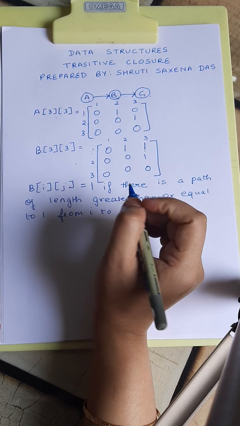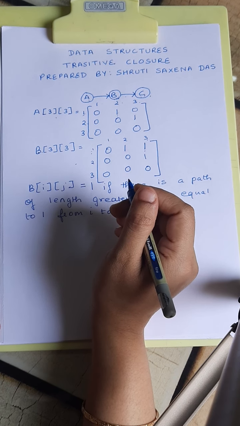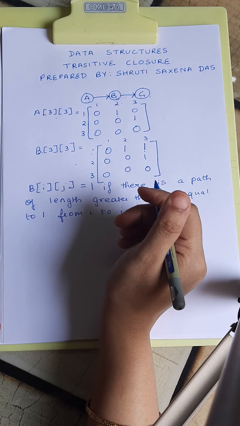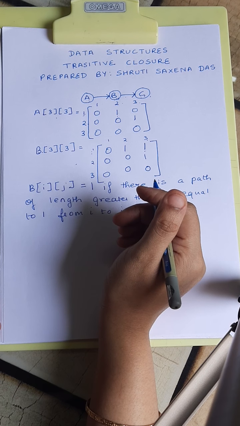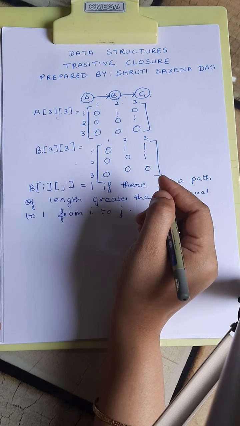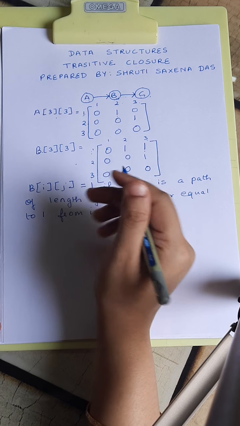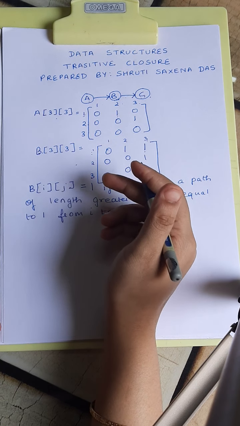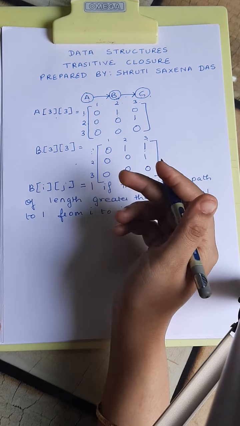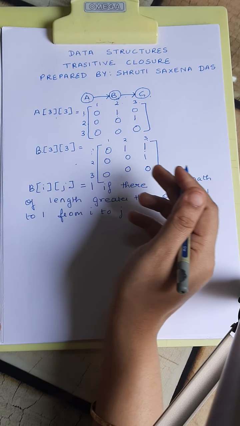For this, the Floyd-Warshall algorithm is used to find the transitive closure of a graph, and the algorithm returns the shortest path between every pair of vertices in the graph. So after this, we are going to cover the Floyd-Warshall algorithm, which is used to calculate the shortest path between all pairs of vertices.